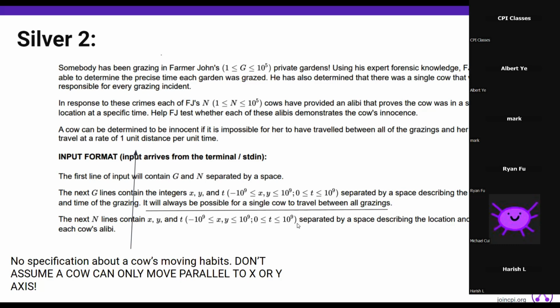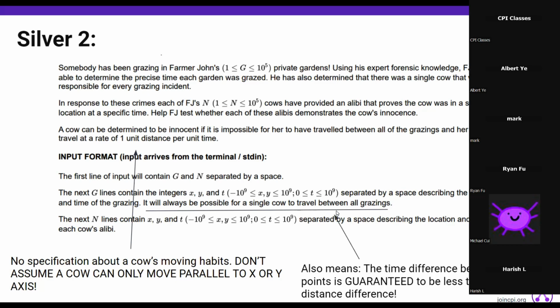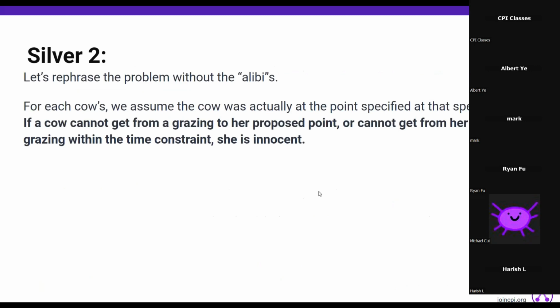And this sentence in the input is really important because this basically guarantees that if we fix 1 point, if we know a cow is going to get to 1 point, it's able to get to all the other points in the time constraint. So what this also means is the time difference between 2 points is guaranteed to be less than the distance difference, since basically a cow can get from 1 point to another if the time difference is less than the distance difference. So let's rephrase this problem without the alibis.